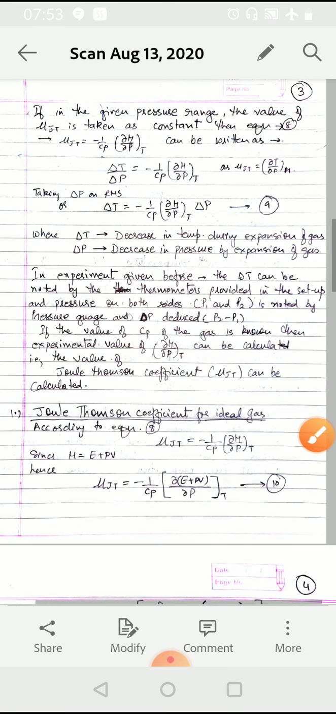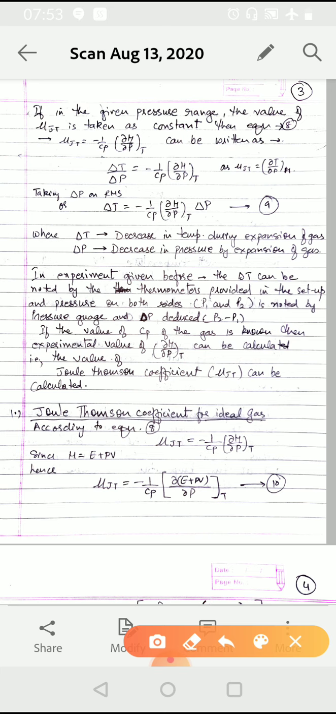In the experiment given before, ΔT can be noted by the thermometer provided in the setup, and the pressure on both sides, that is P1 and P2, is noted by the pressure gauge, and thus it can be deduced. If the value of Cp of the gas is known, then the experimental value of (∂H/∂P)T can be calculated. Now we come to the Joule-Thomson coefficient for ideal gases.